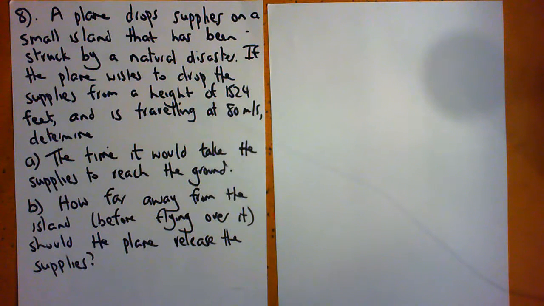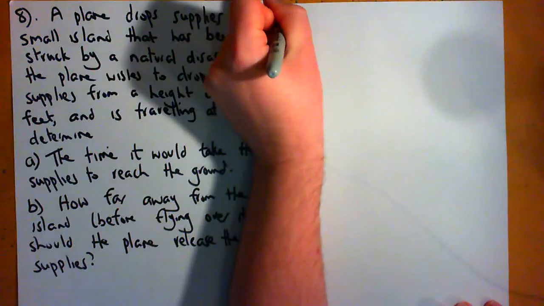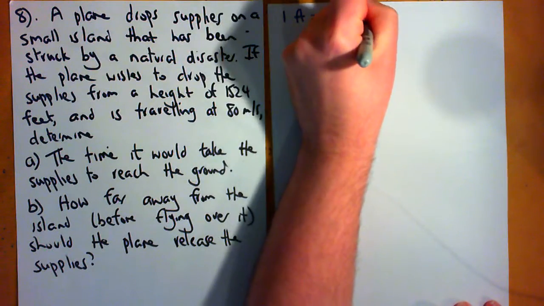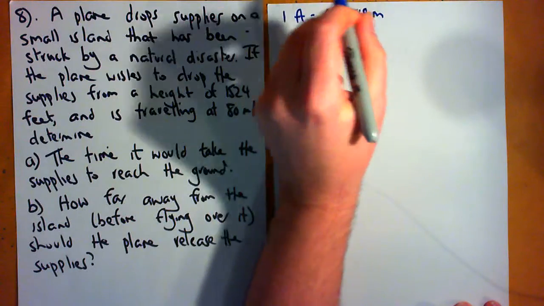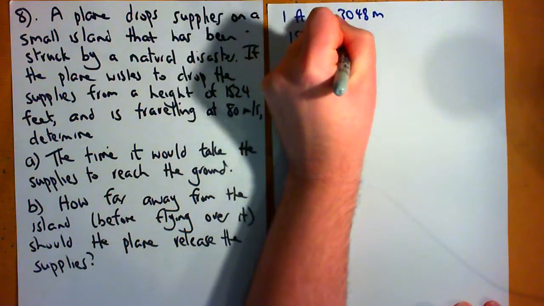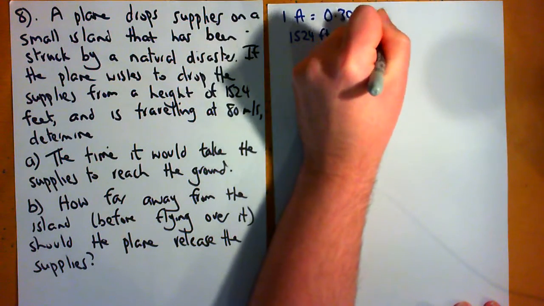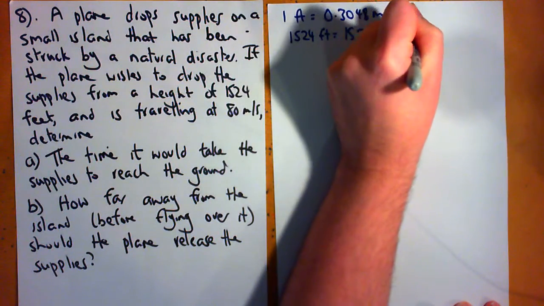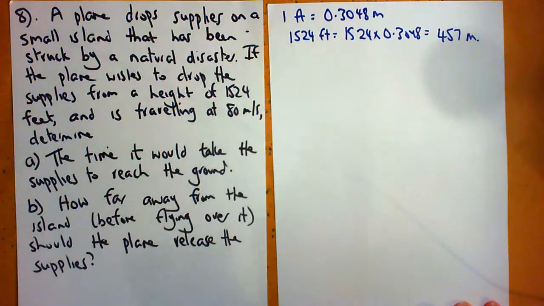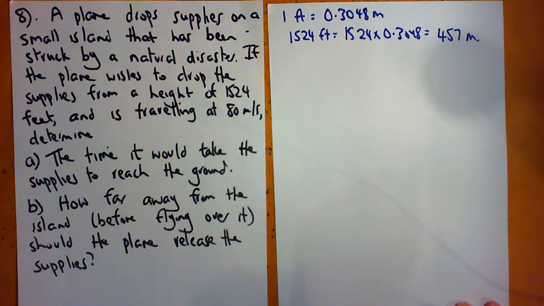But before we do that, we need to work out how many metres 1,524 feet is. So one foot is 0.3048 metres. So if we've got 1,524 feet, that will be 1,524 times 0.3048, giving us 457 metres. So that's the height that the supplies are going to be dropped from.